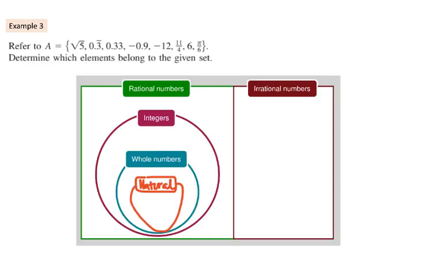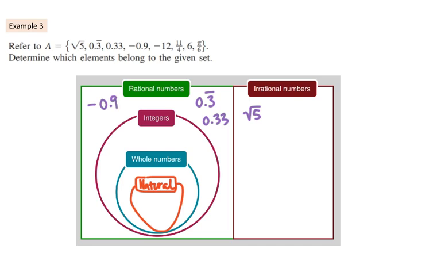Okay, last example. They gave us a bunch of different numbers and asked us to say, okay, what are they? Natural, whole, integer, rational, irrational. Let's put them where they belong. So I'll go one by one. Square root of 5. If you're not sure, it doesn't simplify. You could test it in your calculator, but it's just a decimal that doesn't stop, doesn't repeat. Okay, next one, 0.3 repeating. Well, that is a repeating decimal, so it's rational. 0.33, that's a decimal that stops, so that's also rational. Again, negative 0.9, that's a decimal that stops.